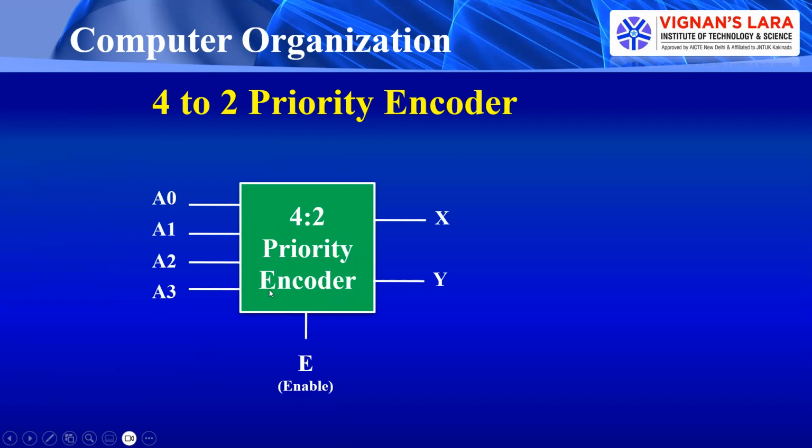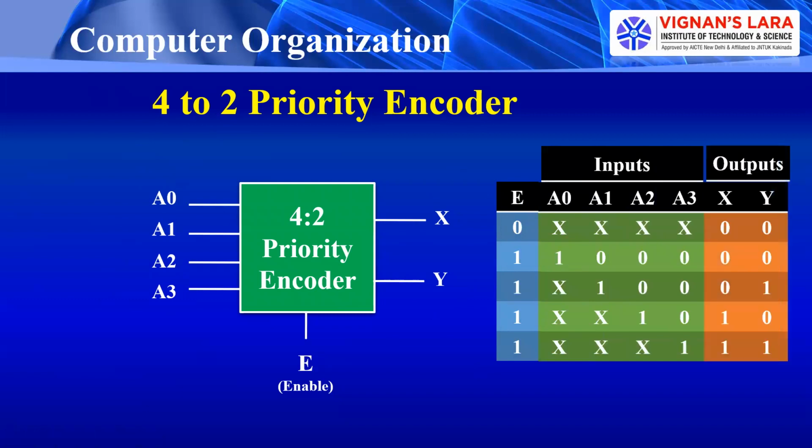This is my 4 to 2 priority encoder. So here there are 4 inputs and 2 outputs along with an enable input. Same case, but this is the general encoder circuit case. But see here the input conditions. Your encoder will produce code for A0 only when the remaining 3 inputs are 0. That means A0 has a lower priority than A3. A3 has the highest priority. Next highest priority goes to A2, next to A1, and least priority goes to A0.